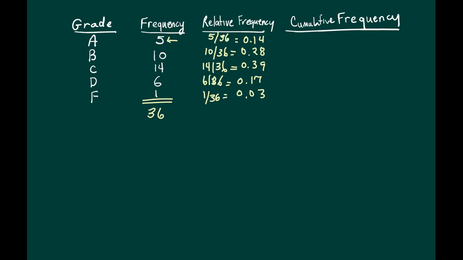The cumulative frequency starts at the very first relative frequency, and then it adds the next one. So 0.14 plus 0.28, we get 0.42. And then we add to that the 0.39, and we get 0.81. And then we add to that the 0.17, and we get 0.98. And when you add these, you should get 1.